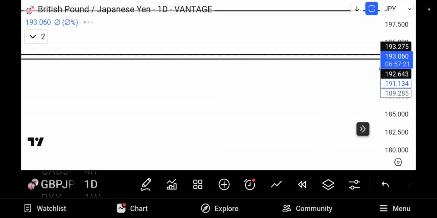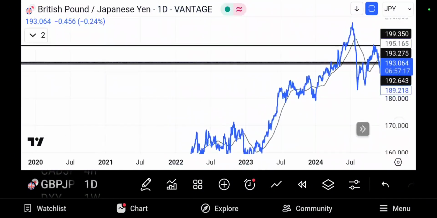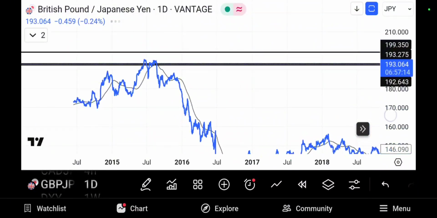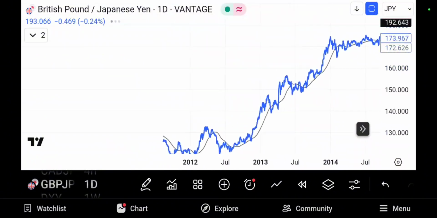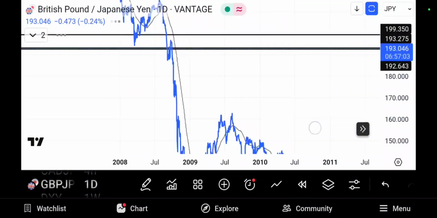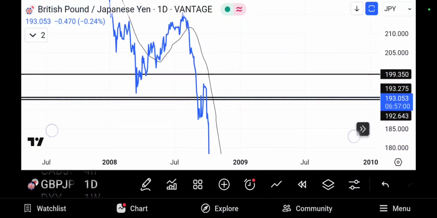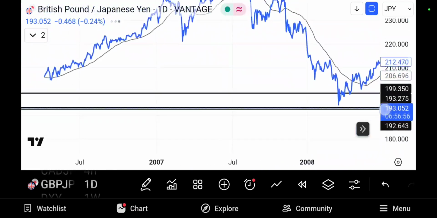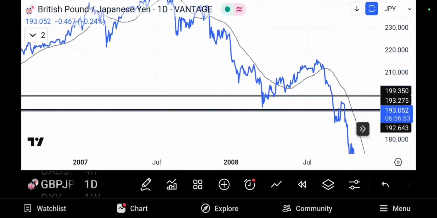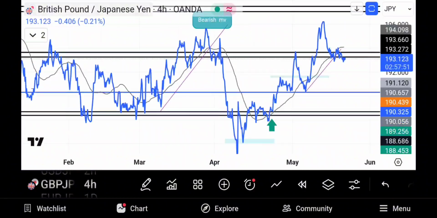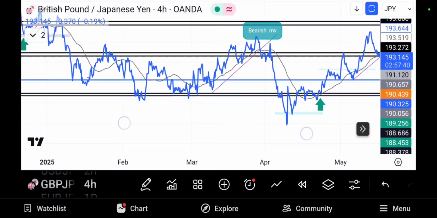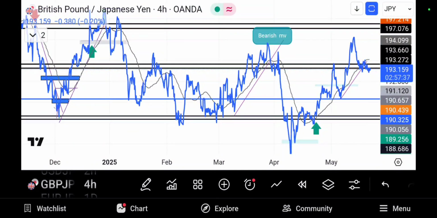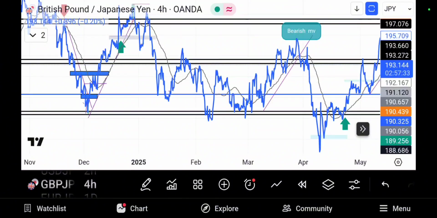You can switch it down to 1 day so that you can see price. You see, price is respecting it. Nice. So this is how I mark my zones. I'm using my phone now, so it takes a lot of time. This is how I mark my zones.